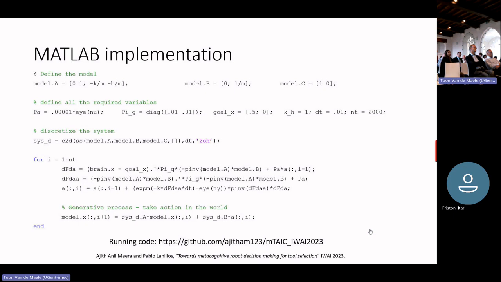This is how you discretize the system in MATLAB. It's just one line: C2D, which is continuous to discrete. This is the whole state space model, which is SS. Give DT as the time steps, and this is zero-order hold, which you don't have to care about at the moment. So in one line, you can discretize the whole system, and then you run a loop through time.